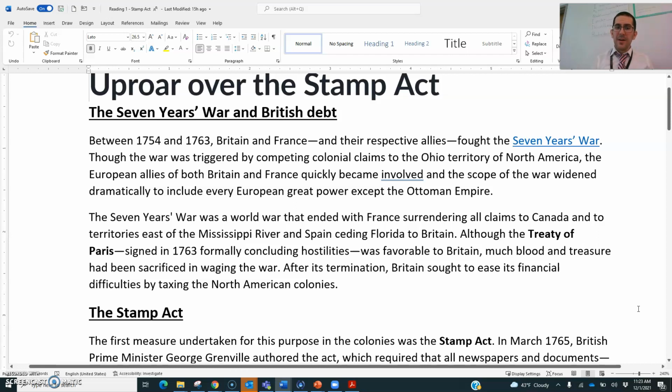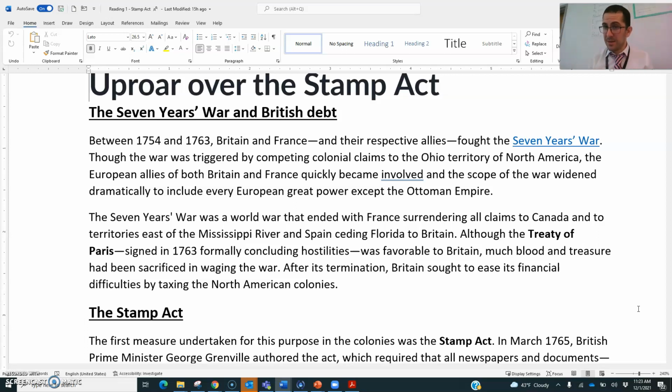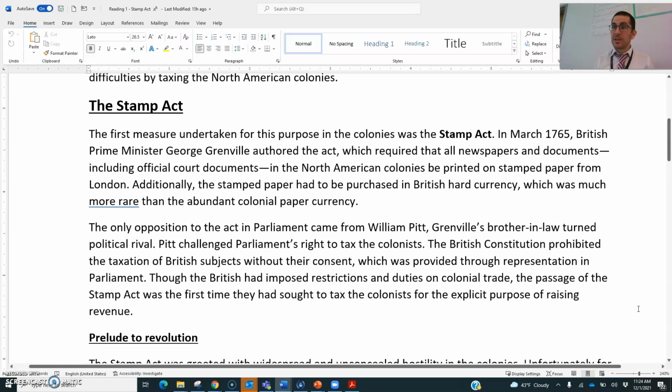Although the Treaty of Paris, signed in 1763, formally concluding hostilities, was very favorable to Britain, so Britain really benefited from this war, much blood and treasure had been sacrificed in waging the war. After its termination, Britain sought to ease its financial difficulties by taxing the North American colonies. So, let's see what they did.